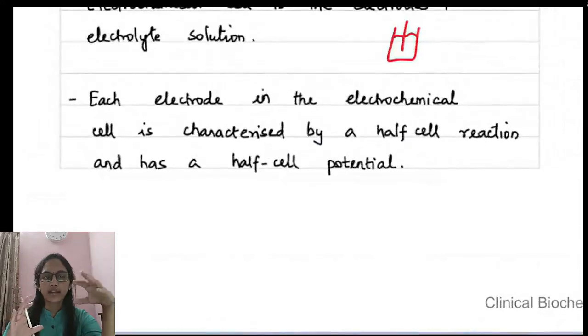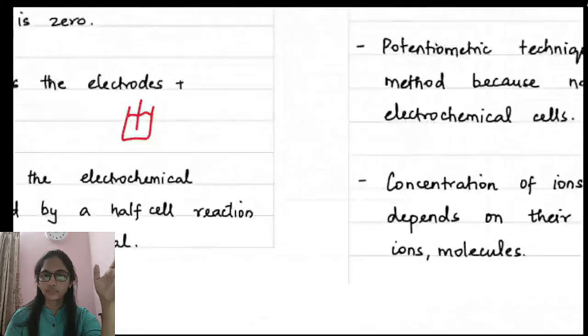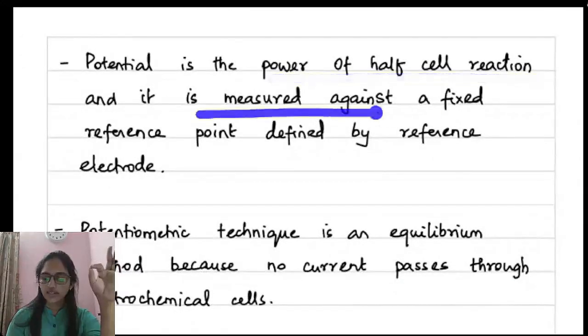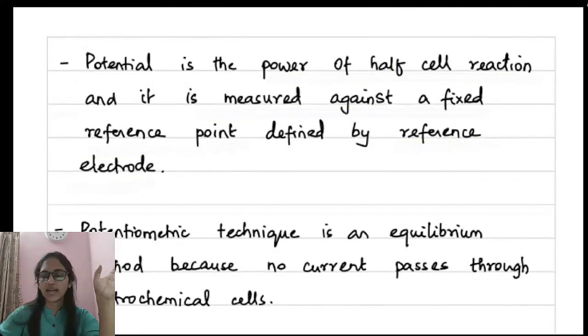So this will keep reacting. The sample analytes will keep reacting with the electrode. It will bring about some potential change, and that will be compared with the reference electrode, where again some chemical reaction would have been taking place, minimal amount only, but otherwise it is constant. So the difference you will be measuring and you will find out the concentration. All right. Now, potential is the power of the half cell reaction and it's measured against a fixed reference point defined by the reference electrode. So that's what we had seen now.